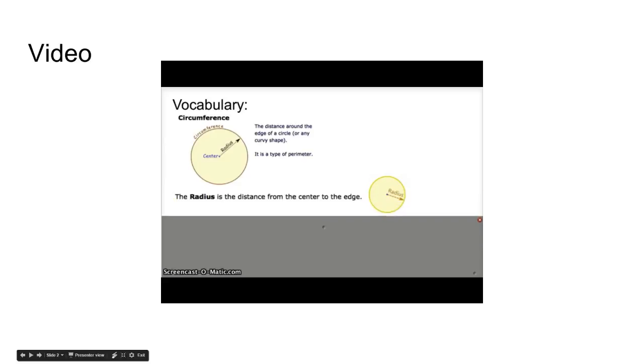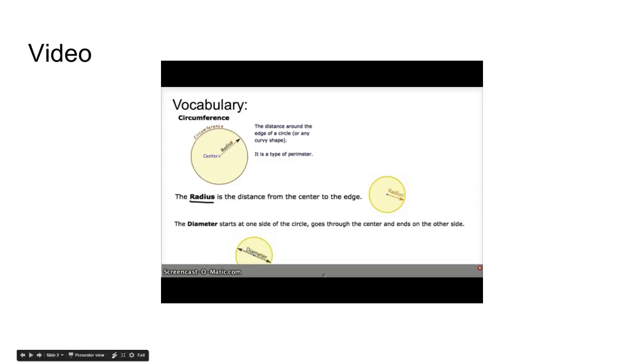The second vocabulary word is the radius. The radius is the distance from the center to the edge. So notice that it comes from the center of the circle and goes to the edge. And the last one is the diameter. The diameter starts at one side of the circle, goes through the center, and ends on the other side.